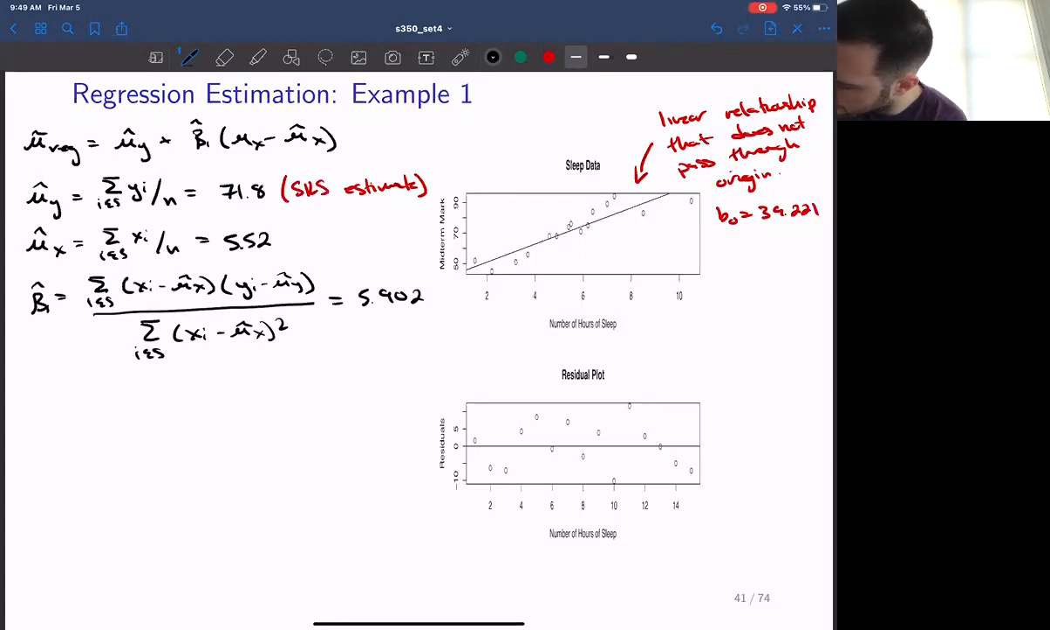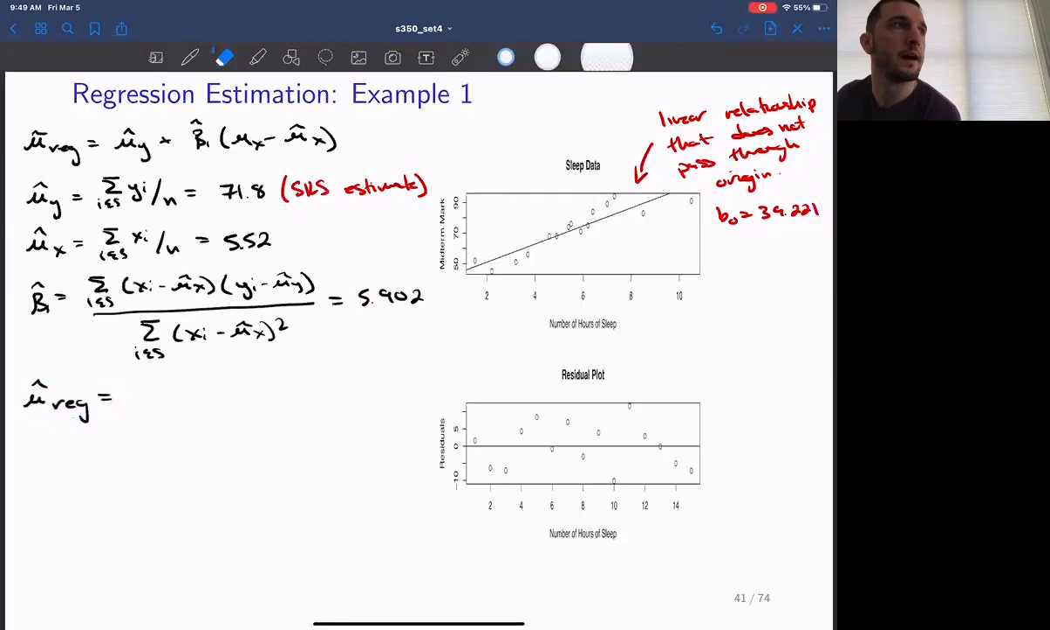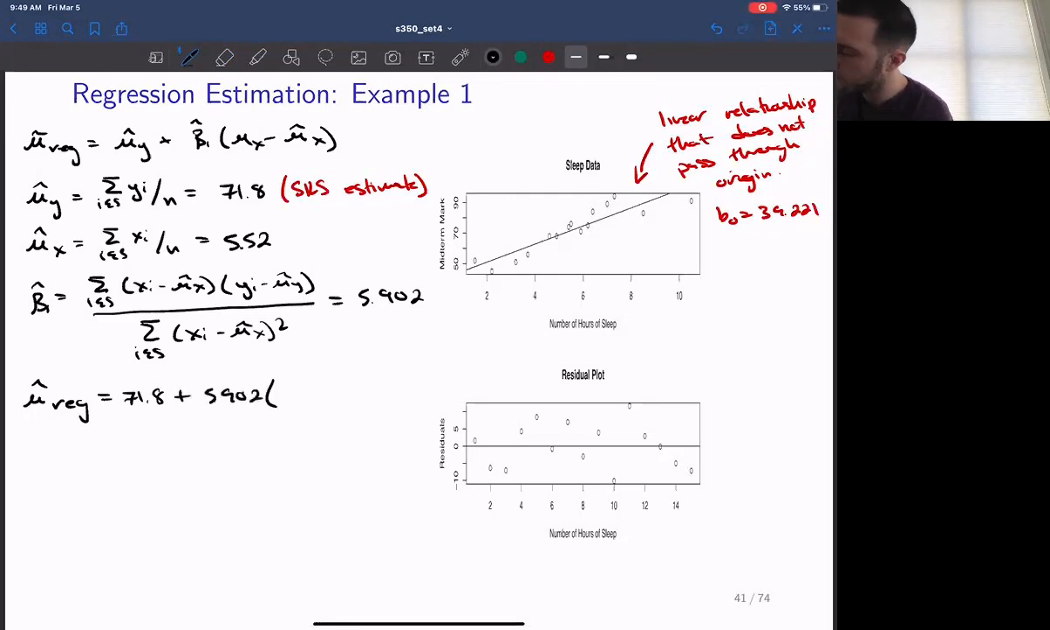Right? And then from this, we can show that the estimate of the average midterm mark for the full class of students will be given by mu hat y plus beta 1 times mu x minus mu hat x. So this is going to be 71.8 plus 5.902 multiplied by 6 minus 5.52, which is 74.633.